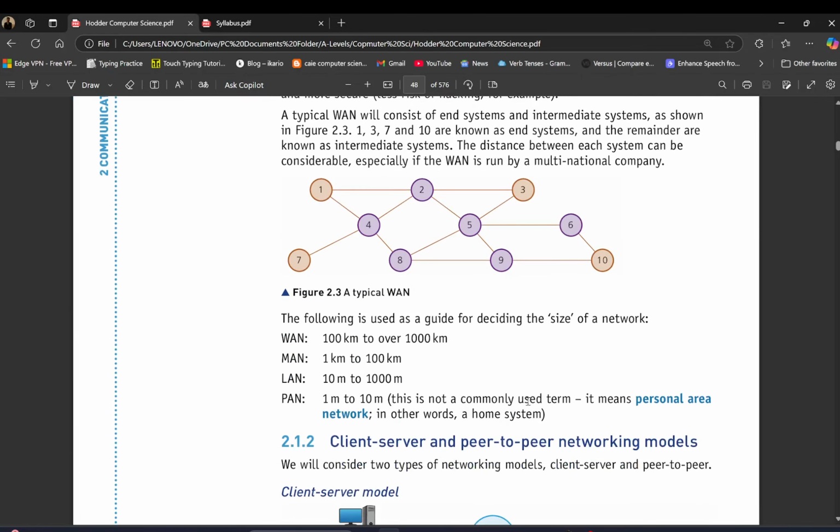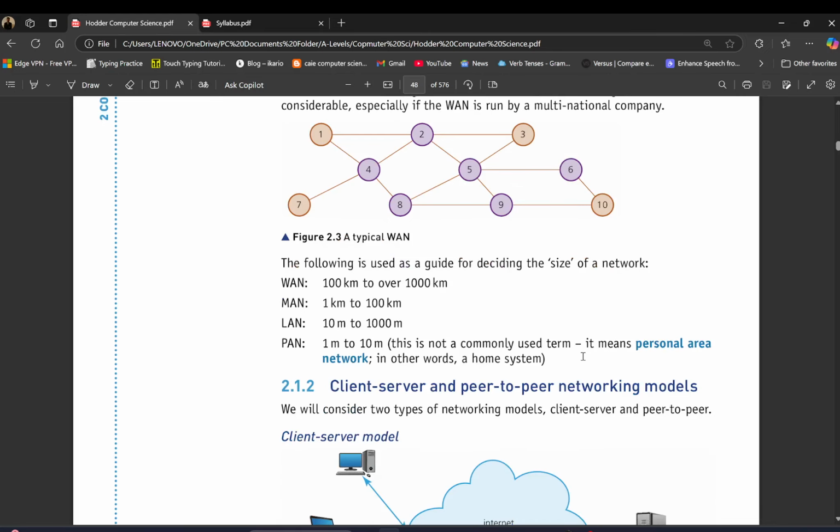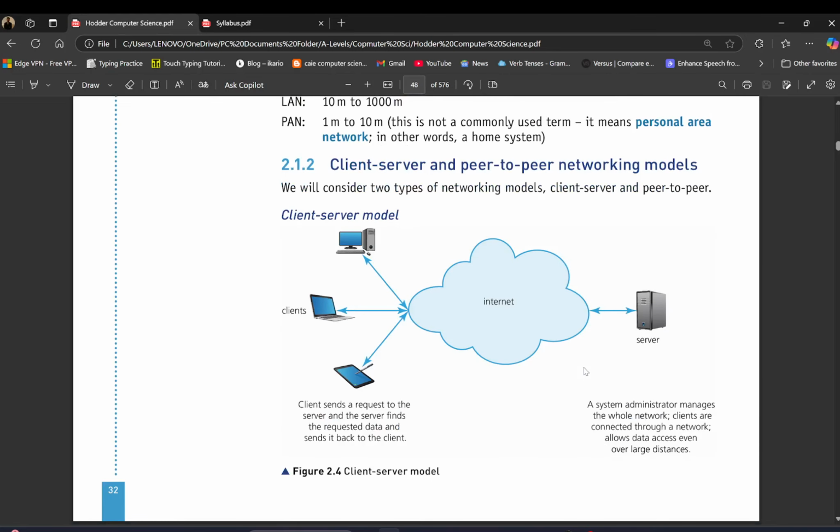Here's the detail. It's basically a guide for how the size of a network is decided. WAN is 100 to over 1000. MAN is 1 kilometer to 100 kilometers. LAN is 10 meters to 100 meters. PAN is 1 to 10 meters. Personal area network, right? So let's proceed to client-server and peer-to-peer networking models.